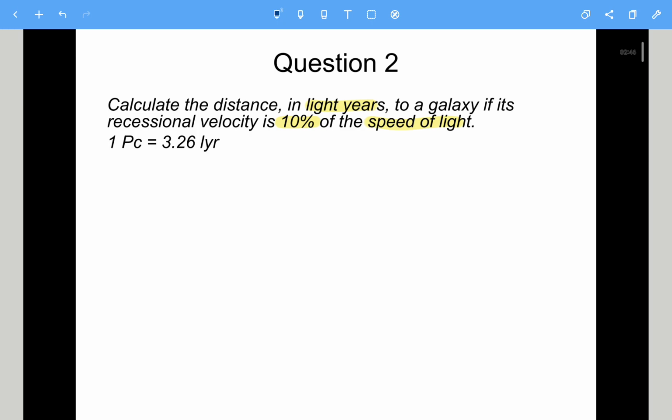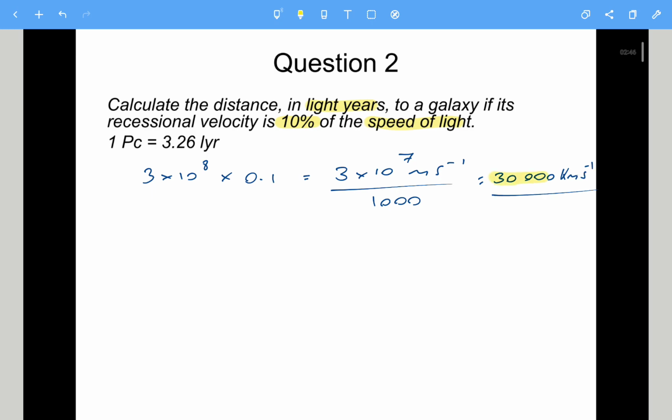So, first of all, we need to get the speed of light: 3 times 10 to the power of 8, times 0.1, which is 3 times 10 to the power of 7. Now, you've got to be careful here because that's in meters per second. So we need to turn that into kilometers, so we divide by 1,000 to get it into kilometers. That gives us 30,000 kilometers per second, which we can now use for Hubble's law. Because remember, speed has to be in kilometers per second.